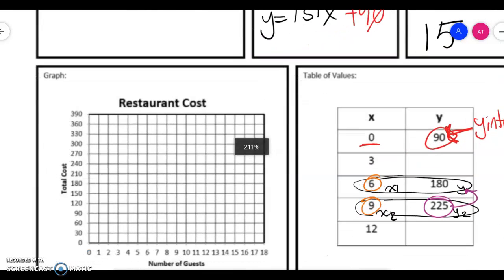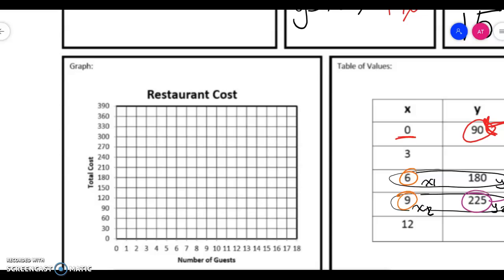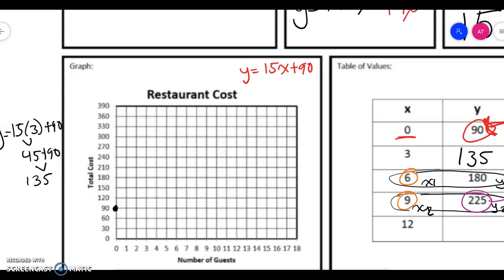That's okay. No worries. So let's start graphing it. Remember, I have y equals 15x plus 90. So I'm initially starting at 0, 90. Okay. If I have 3 guests, what's 15 times 3? 45. 45 plus 90 is going to give me 135. So at 3, it's going to be 135, which is kind of hard to tell where those are.